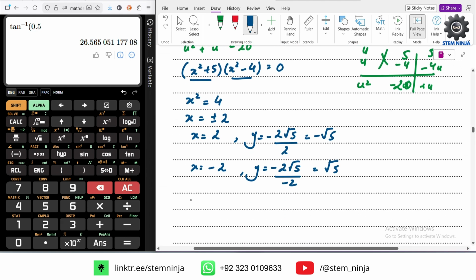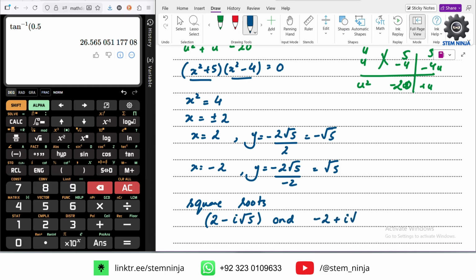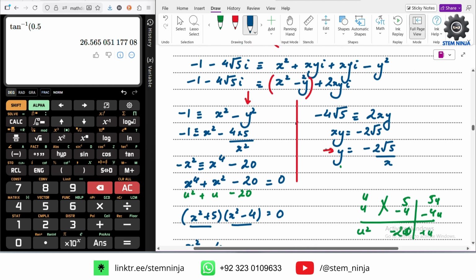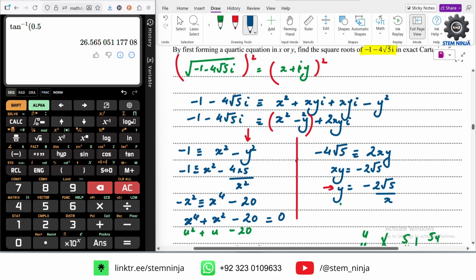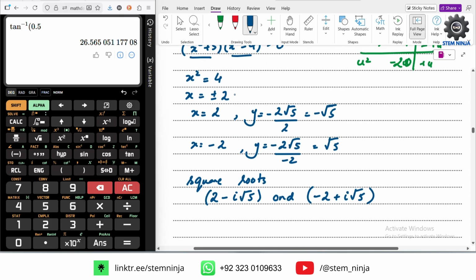So we have square roots. Actually, they are conjugates of each other in a way. So you have 2 minus i root 5 and minus 2 plus i root 5. Both of these are the square roots of this expression, minus 1 minus 4 root 5 i. Right, okay, let's move on to the next question.